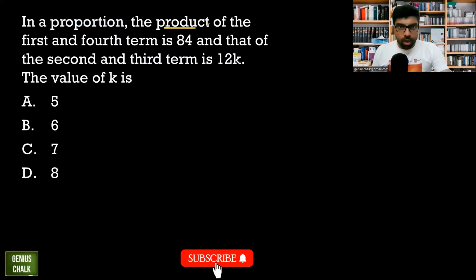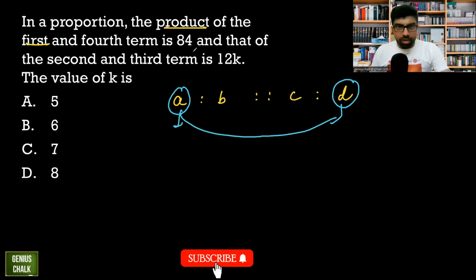Now here, product of first and the fourth term. That means A is to B such that C is to D. The product of first and the fourth, their product is how much? It is given as 84. That means it is 84.